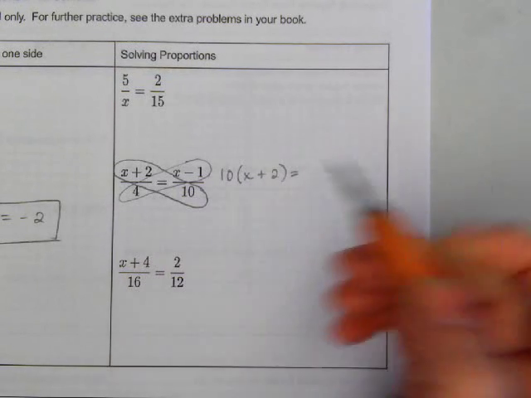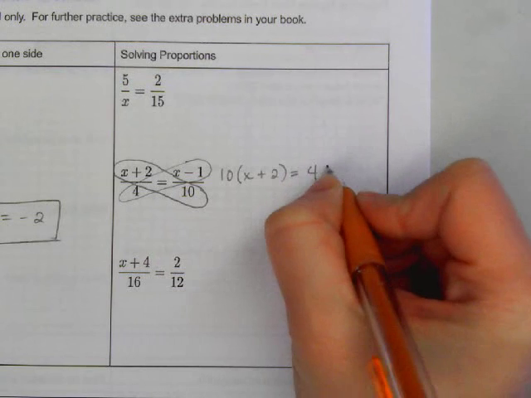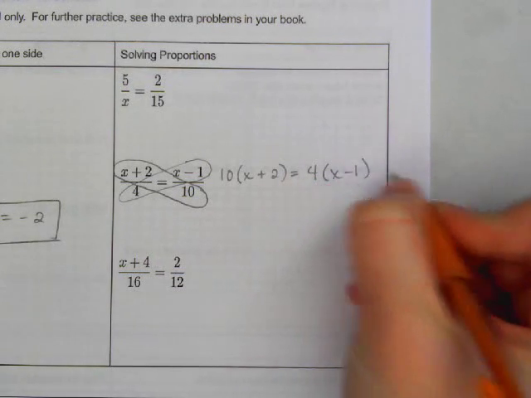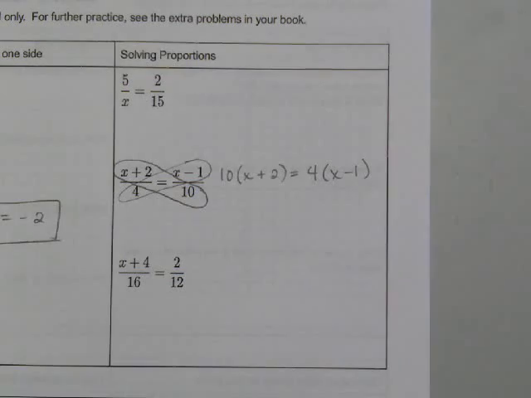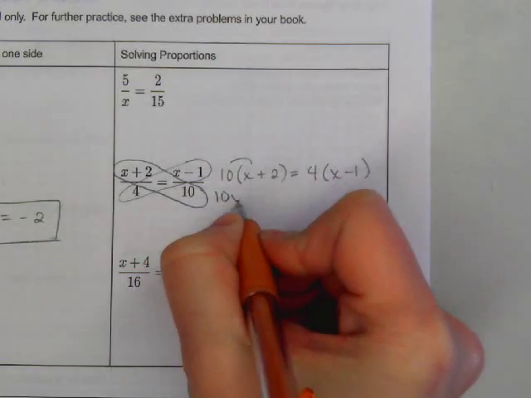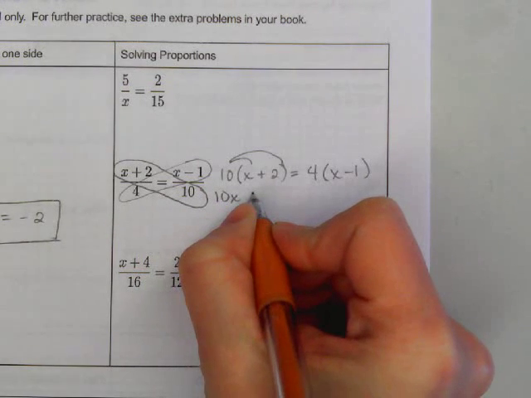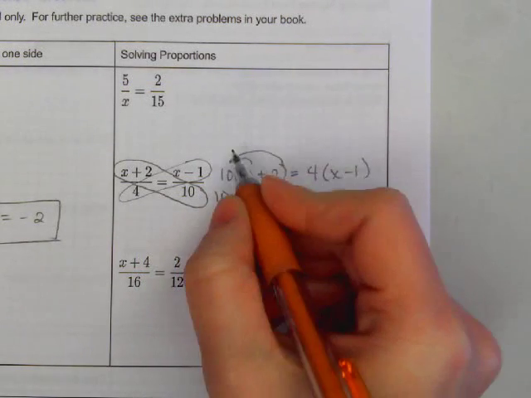What's 10 times 2? Plus 20 equals 4x. What's 4 times negative 1? Negative 4, so minus 4. All right, so I've distributed.